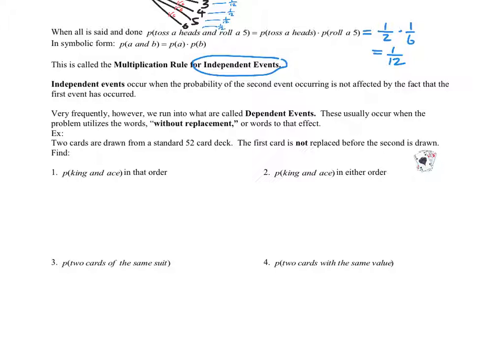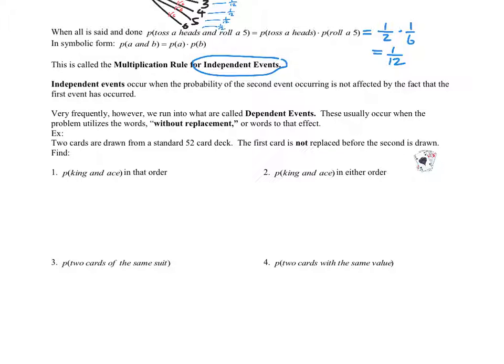The order is implied whenever you're asked to find the probability. When it says find the probability of a king and an ace, it's implied that they're talking about in that order, so there's an implied "and then." King and then an ace, even if it didn't say in that order. It's only when they say in either order that you have to assume that they're asking for it one way or the other.